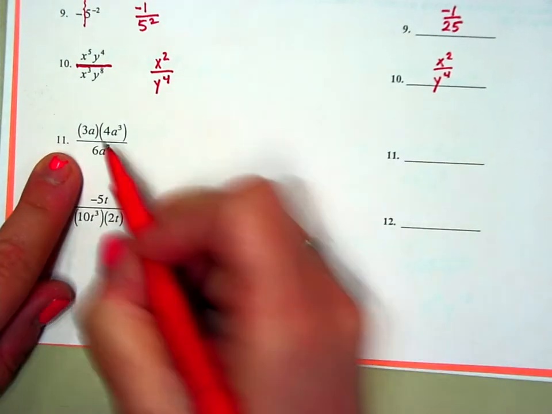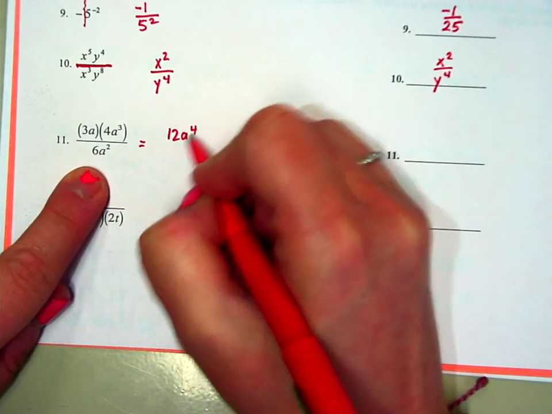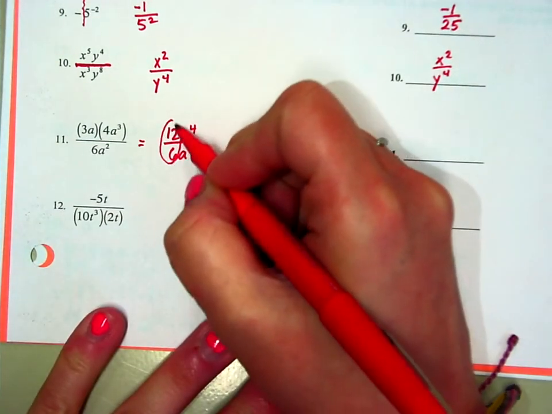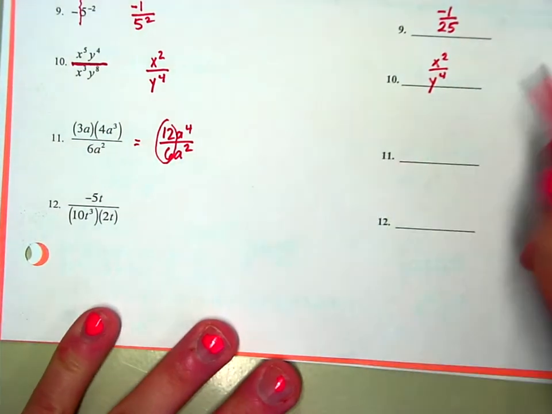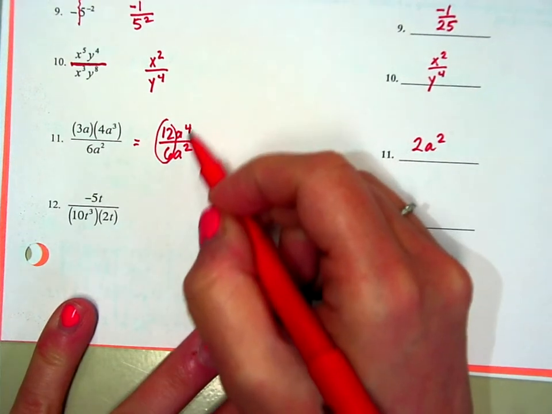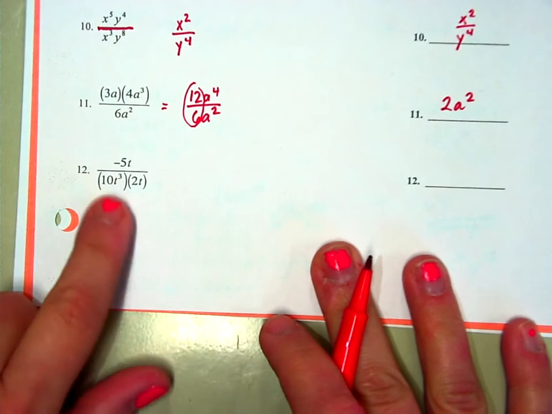11, I'm going to multiply these before dividing. So I get 12a to the 4th divided by 6a squared. The coefficient would be what? Think about it for a second. Okay, 2. And then I would just have a squared when I subtract those. Same base.